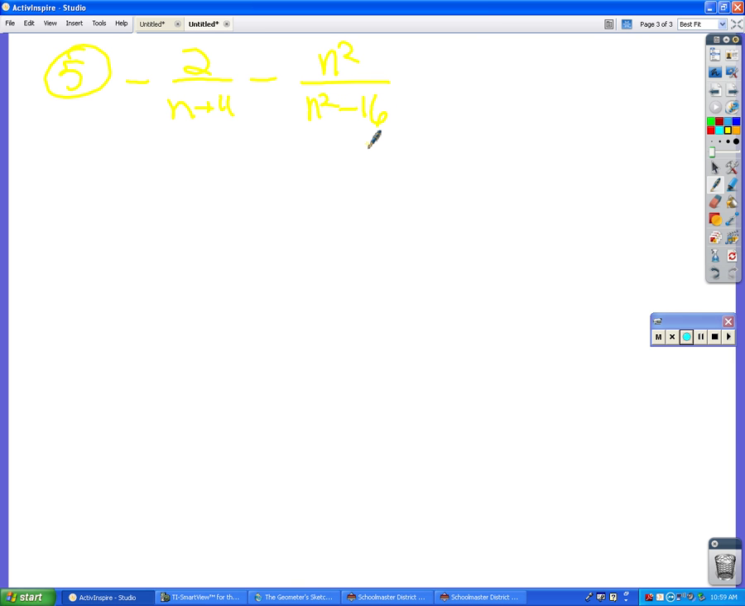Oh my God. Okay, since we're jumping backwards here, now we're back in the adding and subtracting, and so we do, in this case, have to get a common denominator. So n squared minus 16 plus 4 minus 4 factors into n plus 4, n minus 4.